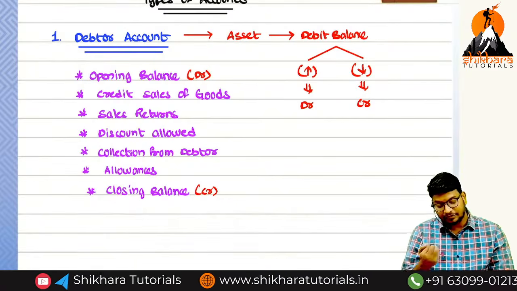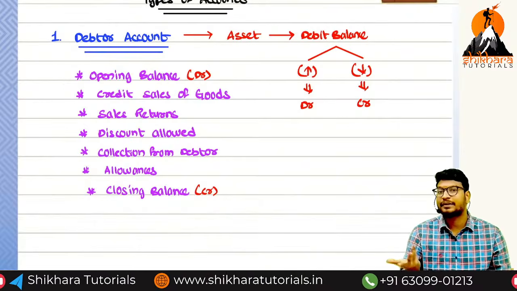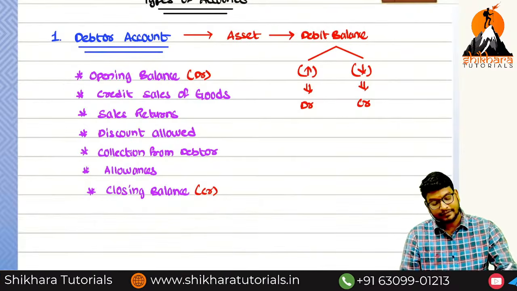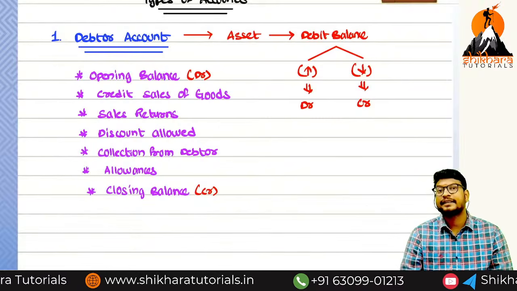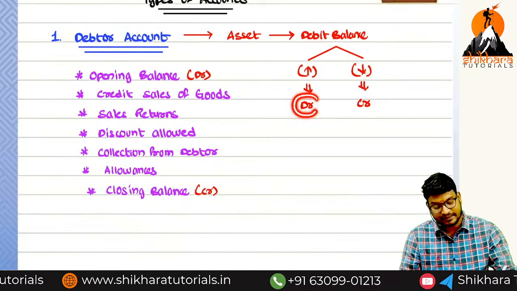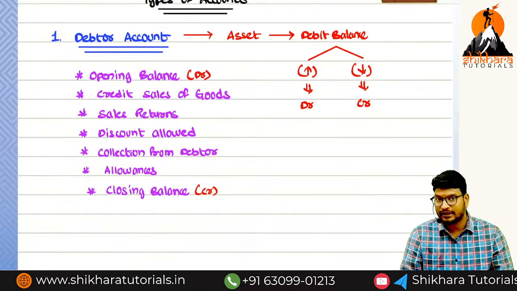Why, sir? If you know whether it increases, which side can we write? The debit side of that particular account. Or if it decreases, which side do we have to write? We have to write on the credit side. Nothing but debit means here the debit side, credit means here the credit side. Are you getting the point?